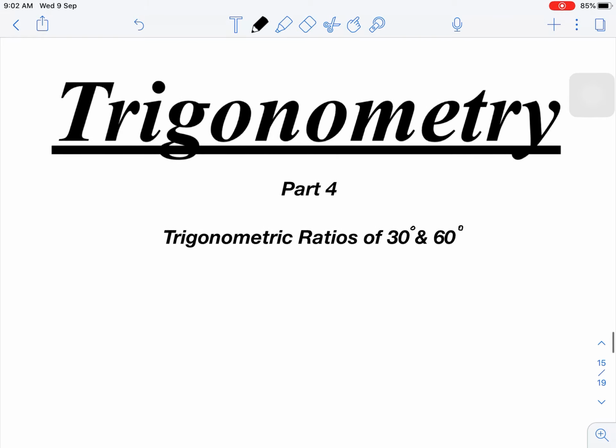Today we are going to learn the next part of trigonometry, that is part 4. In the previous part we learned about finding the trigonometric ratios of angle 45 degree. Today we are going to learn how to find the trigonometric ratios of angle 30 degree and 60 degree. So let us start with this one.